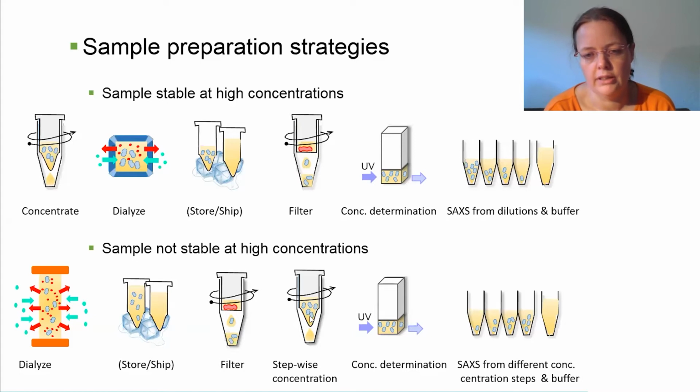While concentrating the sample, always take out an aliquot and put it into our measuring tubes until we reach a high concentration. Of course, in between, check the UV at these different steps so that we know the concentration, and then measure at the beamline with the corresponding buffer.